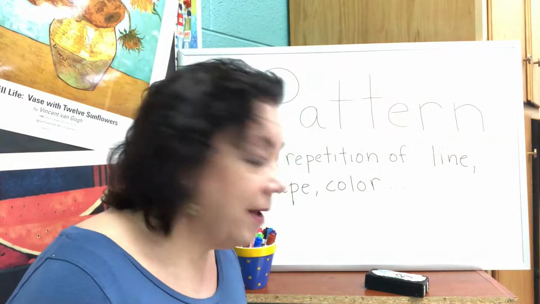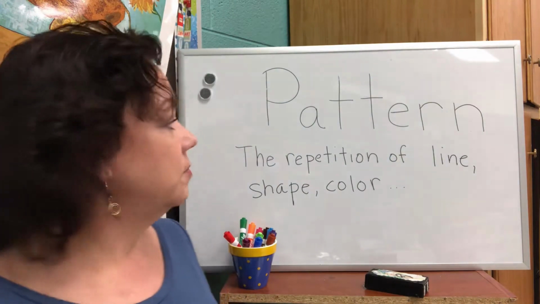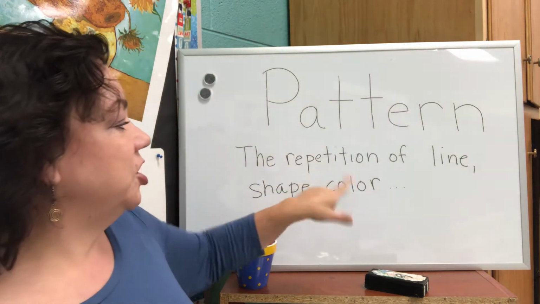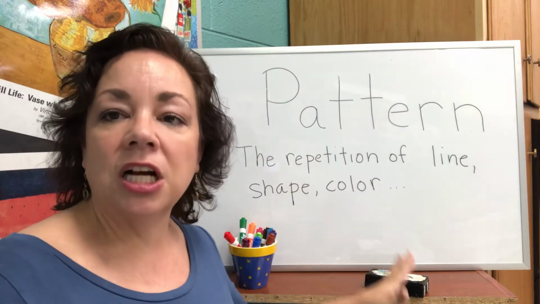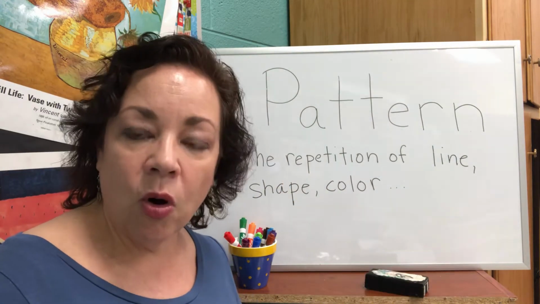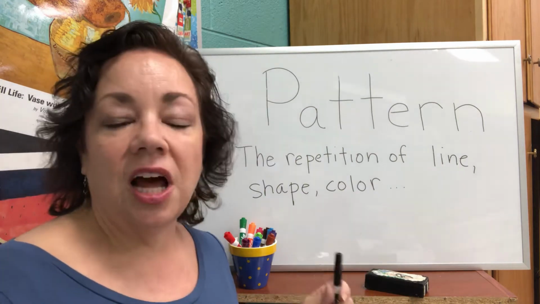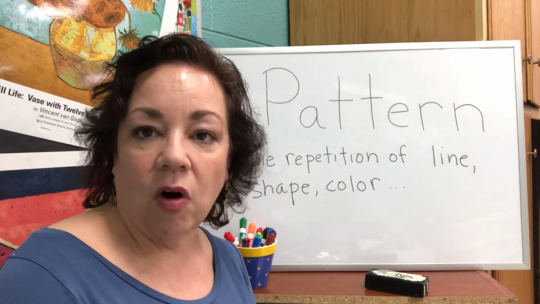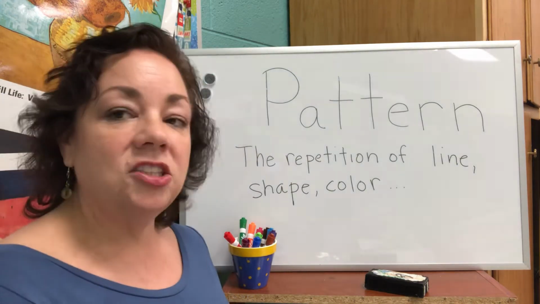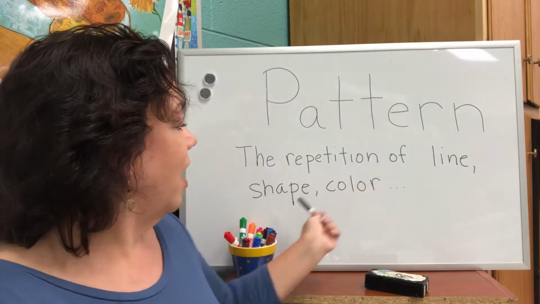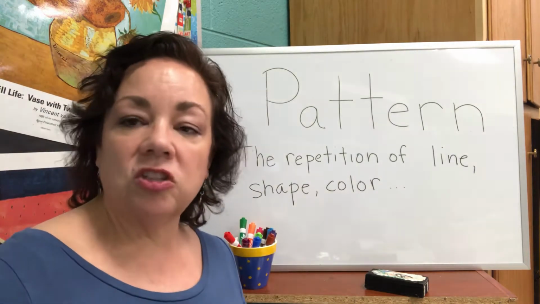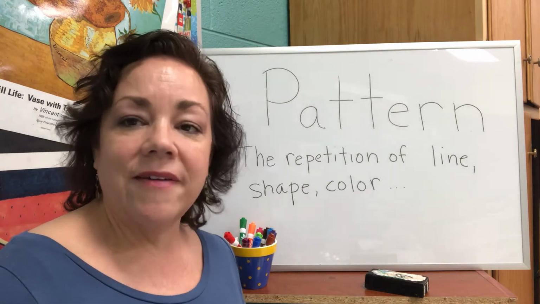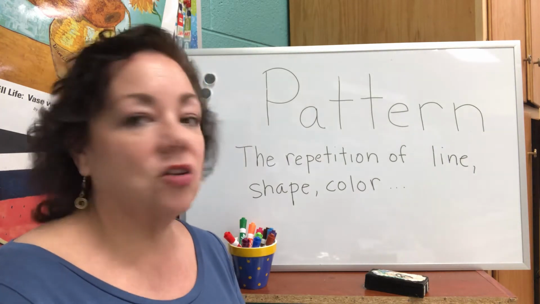A pattern, just like in those other subjects, is a repetition. In art, it is the repetition of line, shape, color, texture, form. It is a repetition of the elements of art. Okay, and we've talked about the elements of art before. When you're in K2, we deal mostly with line, shape, and color, and then we start adding those other elements when we start doing more advanced artwork like you guys are doing.